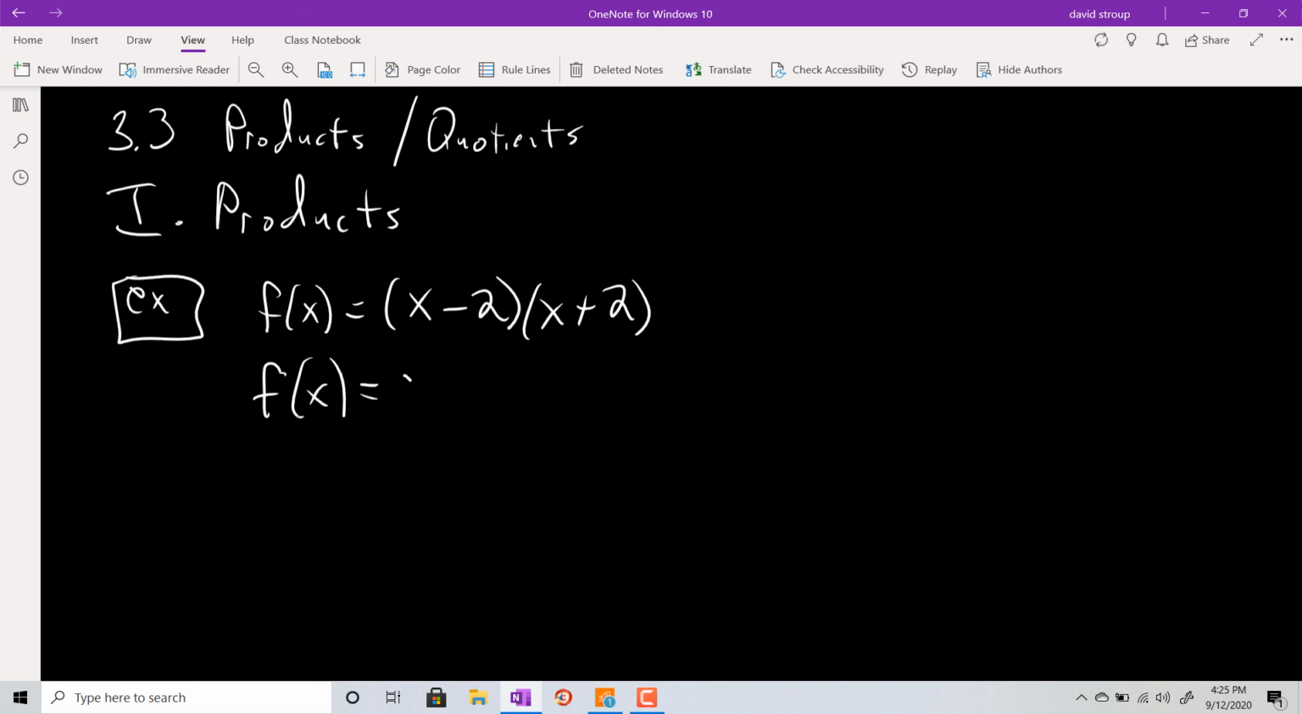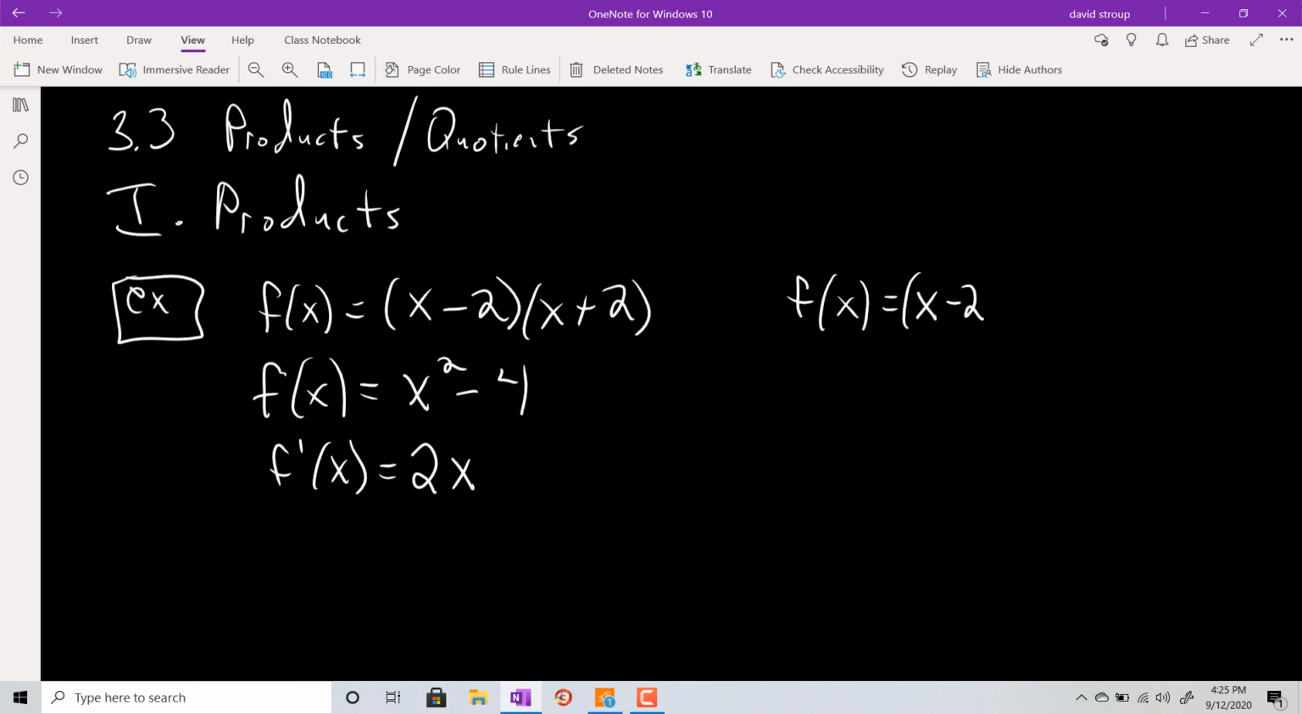Right? So I'd get x squared minus 2x plus 2x is 0, and then minus 4. And then we can take the derivative. Okay. So that would just be the derivative of x squared, bring down the 2, x to the 2 minus 1 is 1, and then the derivative of a constant is just 0. Right? Okay. We want to find a shortcut, kind of.